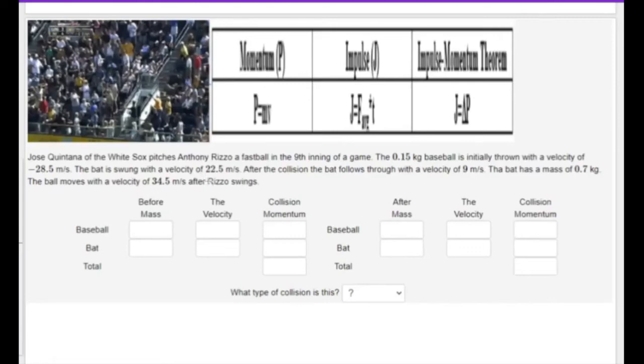Alrighty, guys, let's go ahead and look at some of these momentum problems. So the first one we have says Jose Quintana of the White Sox pitches to Anthony Rizzo a fastball in the ninth inning of a game.